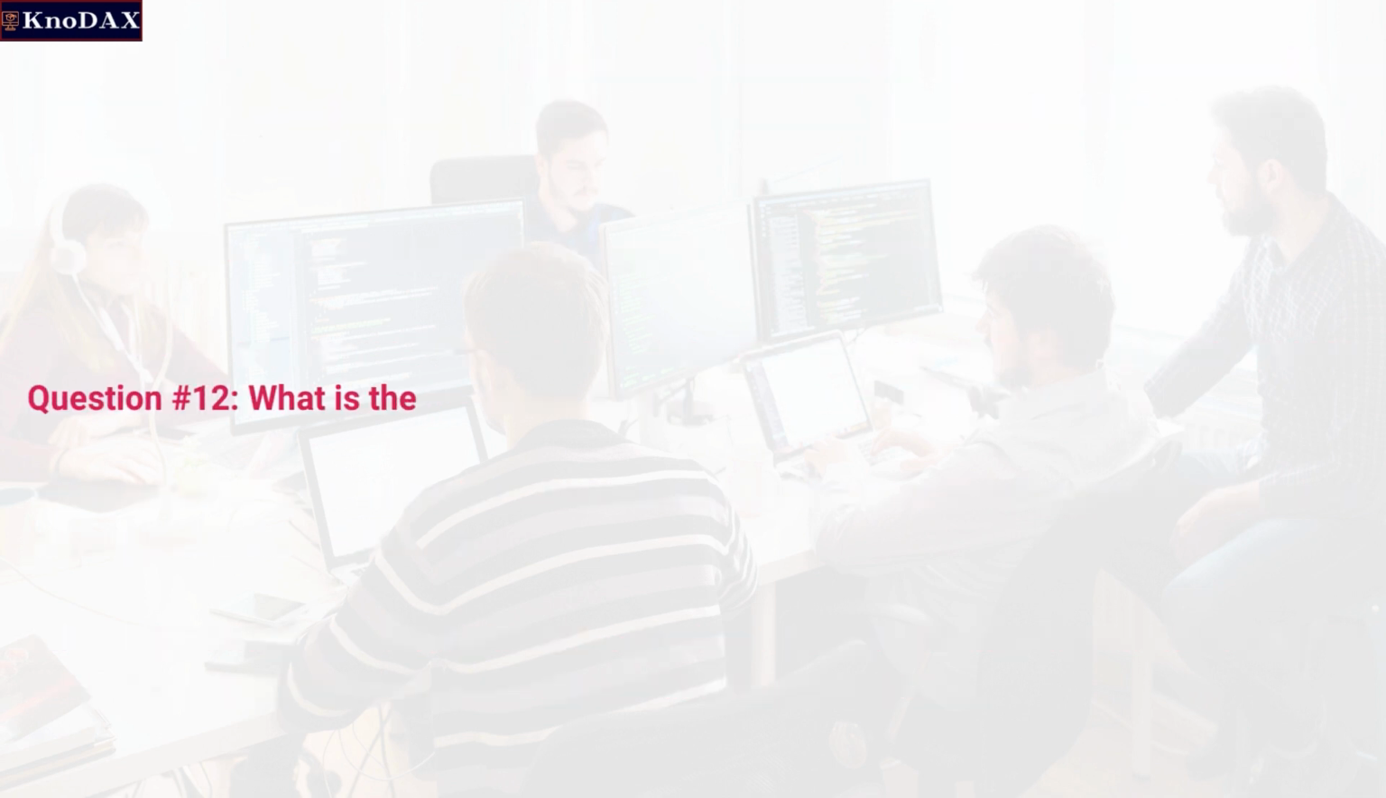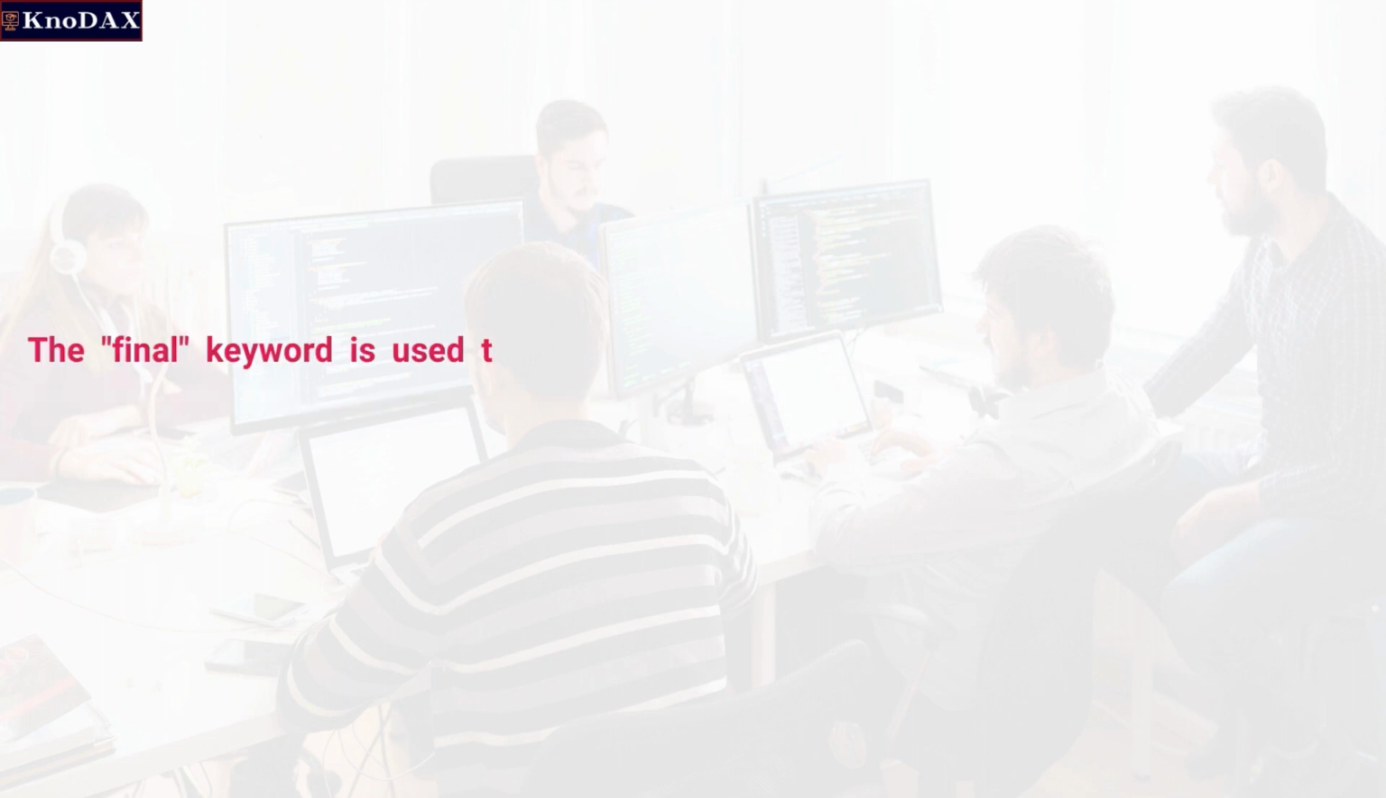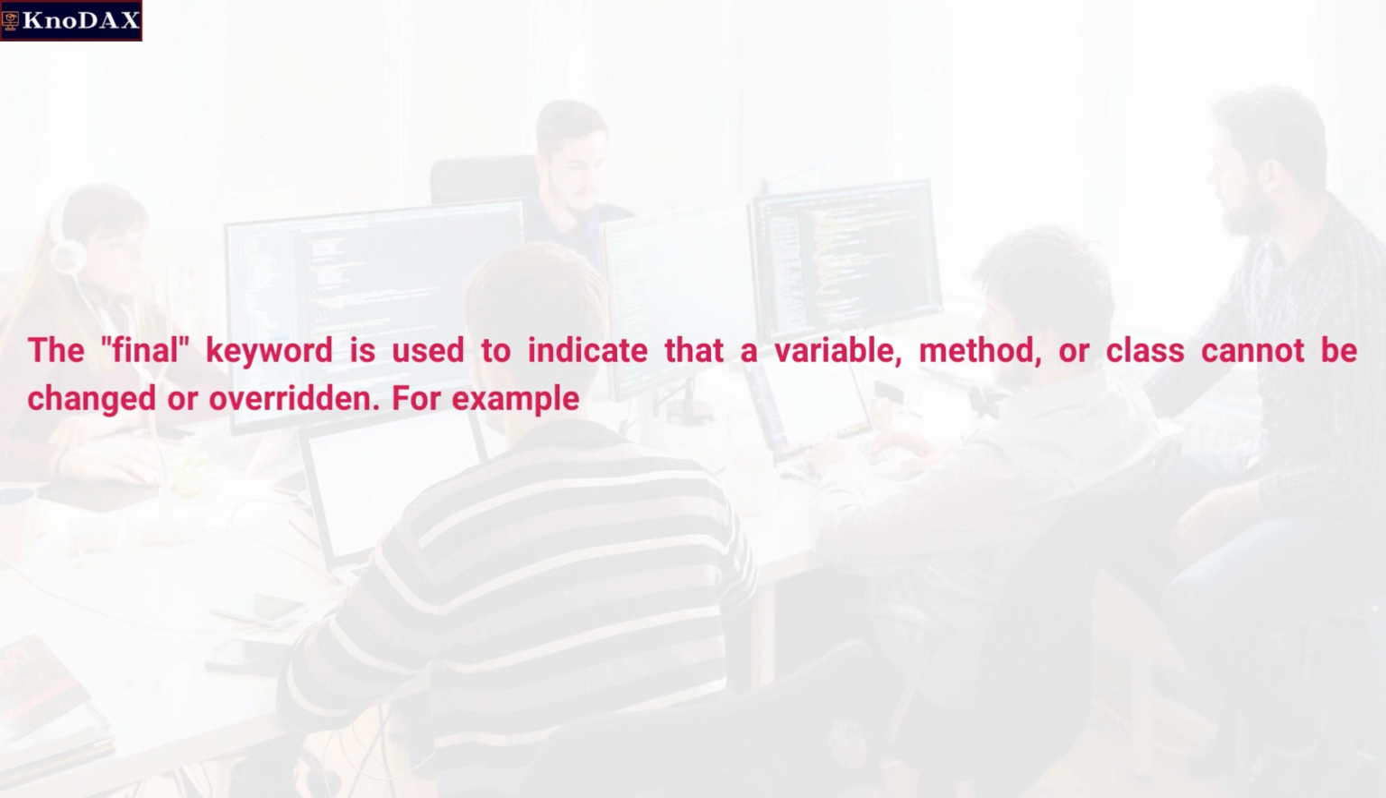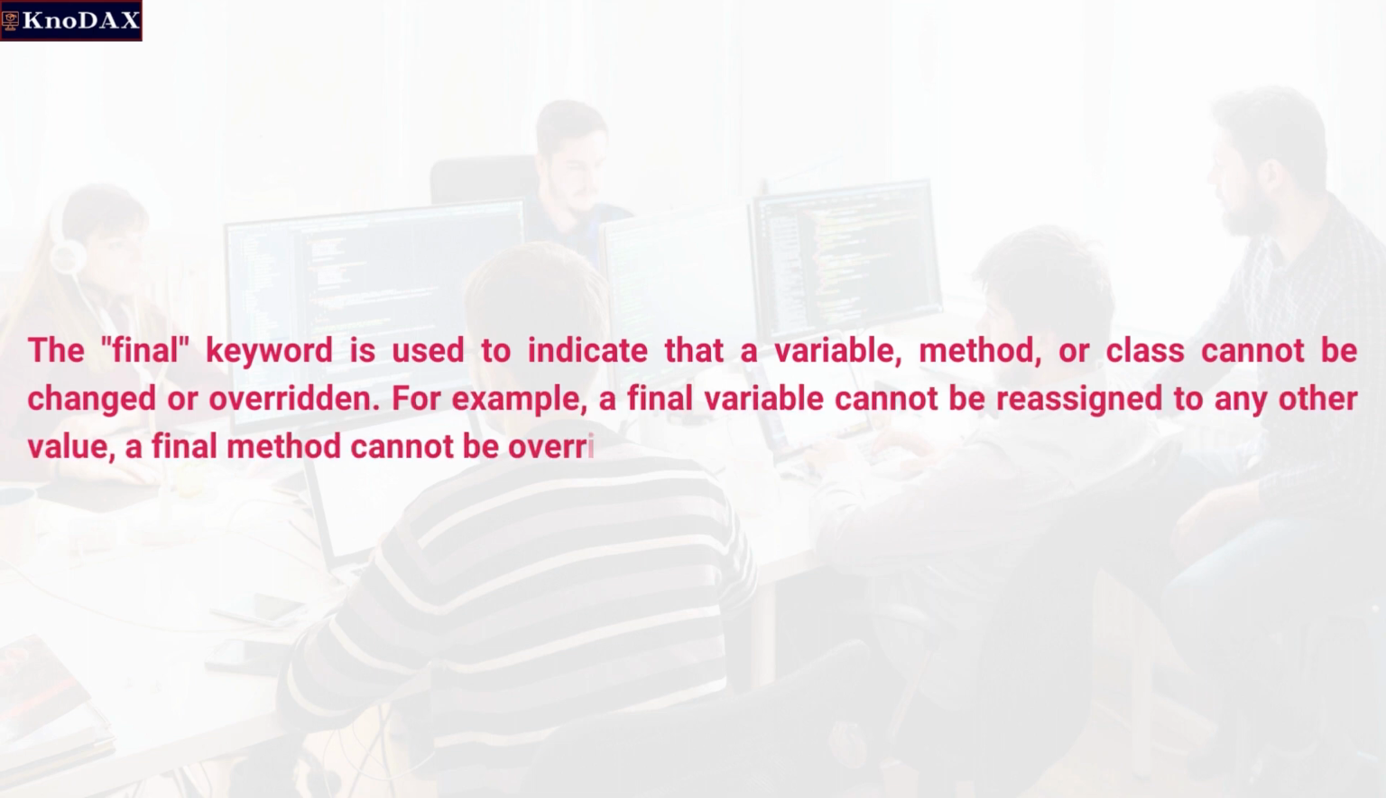What is the use of the final keyword in Java? The final keyword is used to indicate that a variable, method, or class cannot be changed or overridden. For example, a final variable cannot be reassigned to any other value, a final method cannot be overridden, and a final class cannot be subclassed.